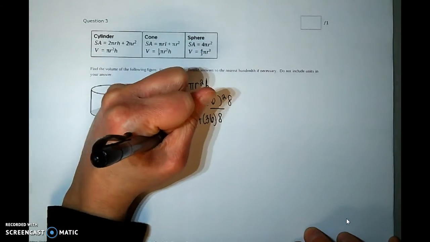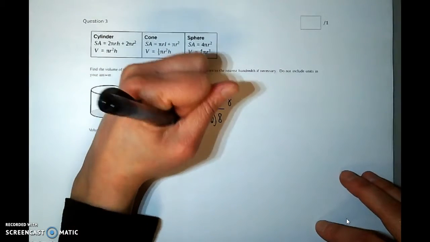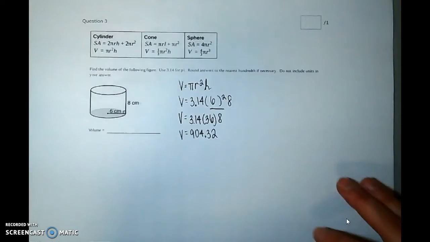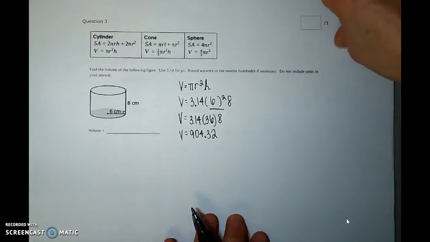Now the last step is I just have to multiply all those numbers together, and when I multiply them out, it gives me 904.32 exactly. So again, this time I don't have to round because it's already the nearest hundredth, and my units are going to be centimeters cubed since we're dealing with volume.